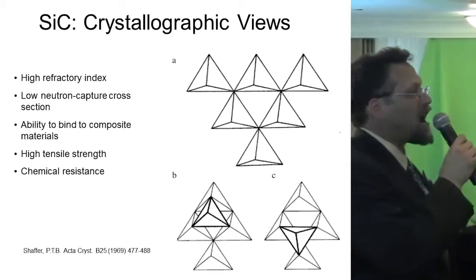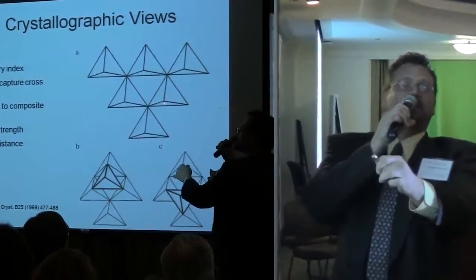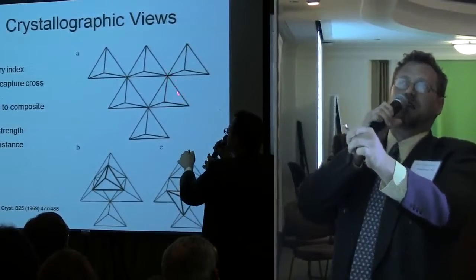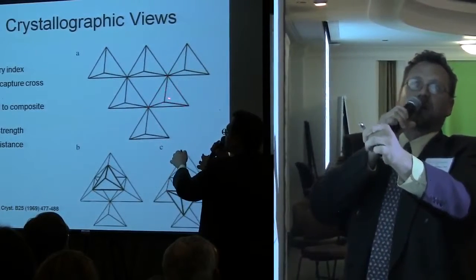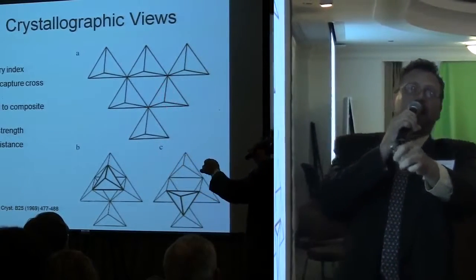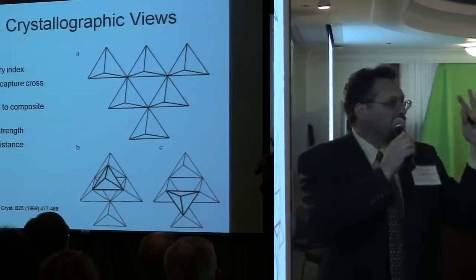It has fabulous properties. These are represented in this cartoon as solid objects, but remember, we've got silicon at the vertices, and we've got the carbon at the center, right? This is an opaque tetrahedron right now, but just think about the carbon.